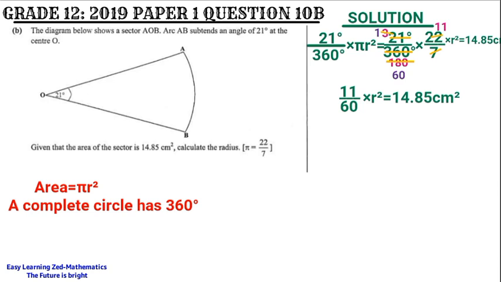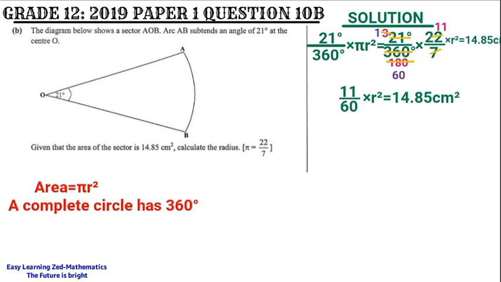Okay, then the next thing we're going to do is I want to remain with the r on one side of the equal sign. That means I need to get rid of 11 over 60. So to do this, I'm going to look for a multiplicative inverse of 11 over 60. If you don't know what a multiplicative inverse is, you can check our videos. We have a video where we talked about multiplicative inverse and additive inverse.